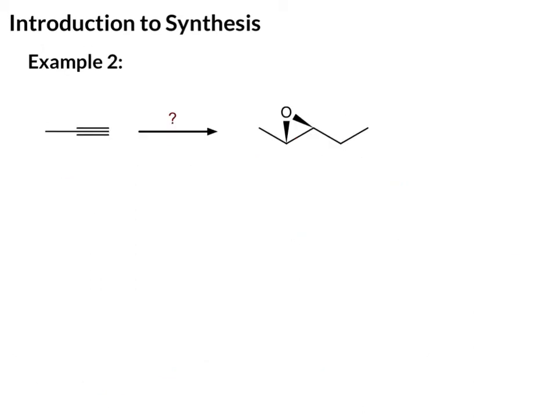Let's try one more. And here we have an epoxide, and I really should have put plus the enantiomer because this reaction sequence would form both enantiomers. And if you look at the epoxide, we know only one way to get to epoxides, and that's through an MCPBA epoxidation of alkenes. So what we're trying to figure out is, well, how do we start with this alkyne, do some steps, and get to this epoxide?